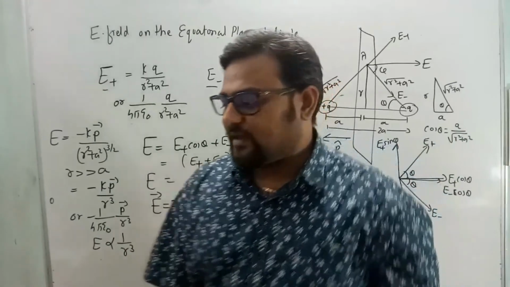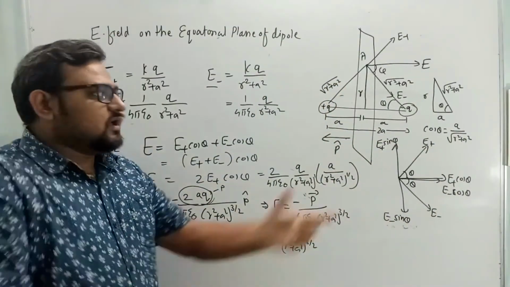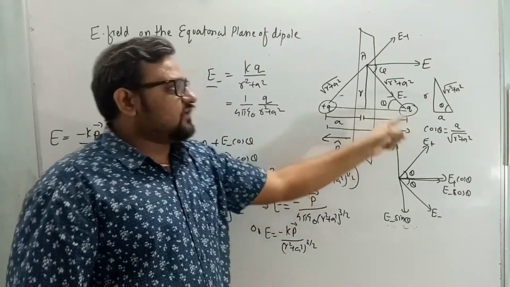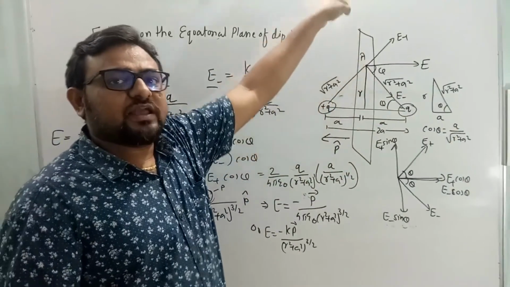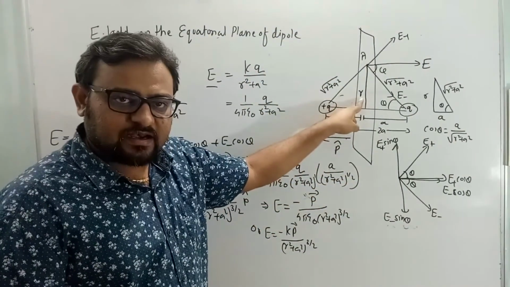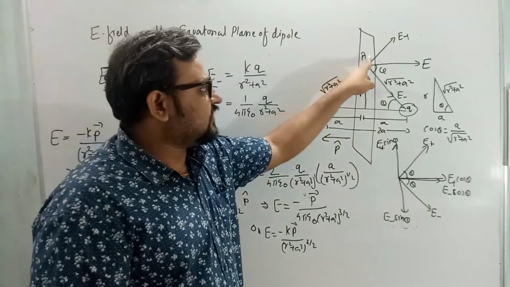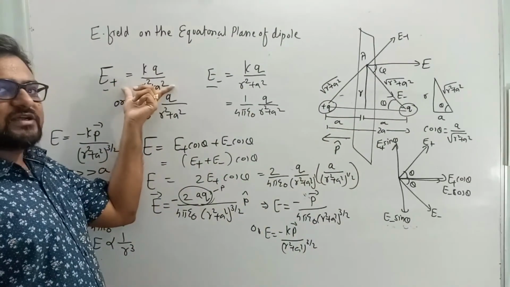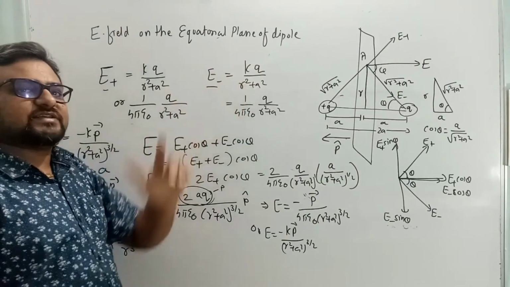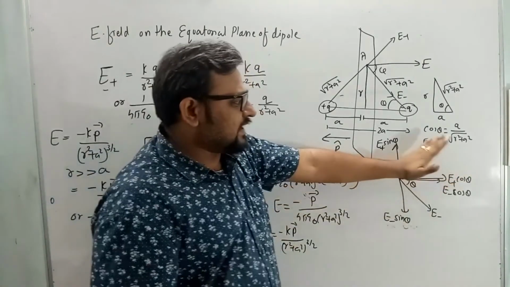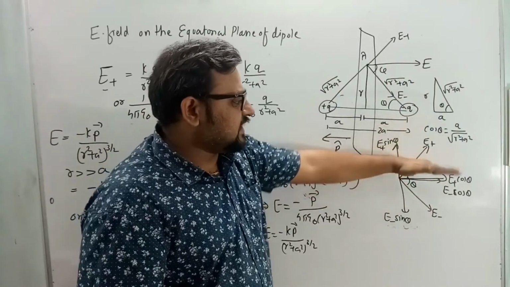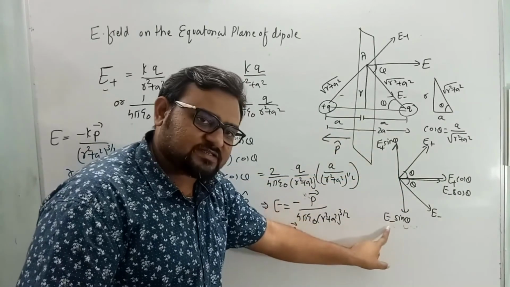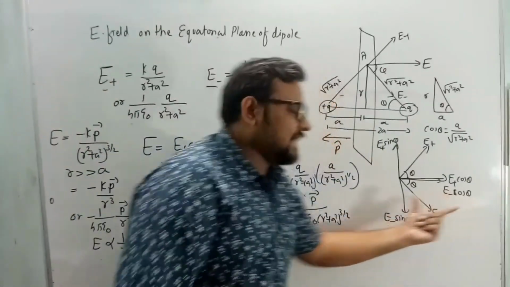Clear? Okay, I am repeating this topic once again. Two charges plus q and minus q, distance 2a, so this will be a. Finding the electric field at point A, which is on the equatorial plane at a distance r. So the distance from the positive charge will be under root of r square plus a square, as well as from the negative charge. The individual E plus will be equal to EQ, that is kq by r square plus a square. Now splitting these vectors into two components, sine theta and cos theta, as E plus is equal to E minus, both sine components get cancelled, and both cos components get added.